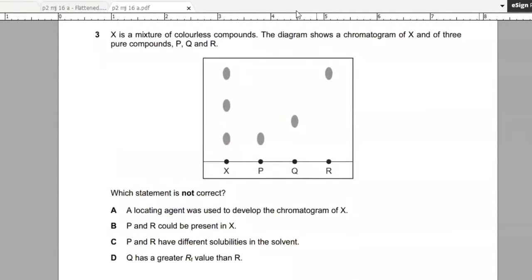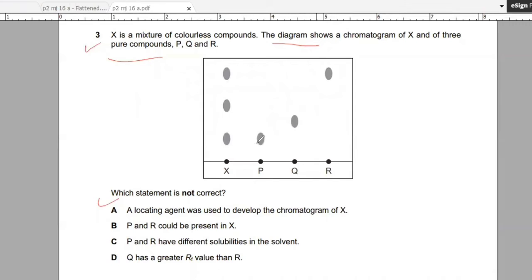The third question is also related to chromatography. This chromatography topic we have studied in the second chapter, right? Okay, let's see. X is a mixture of colorless compounds. The diagram shows a chromatogram of X and 3 pure compounds P, Q, and R. The diagram is very easy to see, and let us see how they asked. Which statement is not correct? You have to find the incorrect statement based on the diagram. Clear? So let's see which is the incorrect statement.